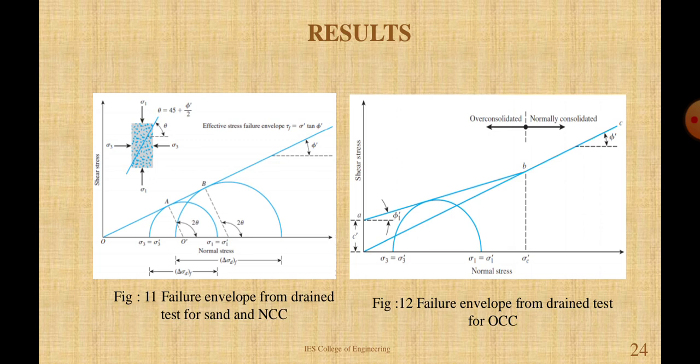Then figure 11 shows the type of effective stress failure envelope obtained for tests on sands and normally consolidated clay. And figure 12 shows the failure envelope obtained from drained triaxial test.